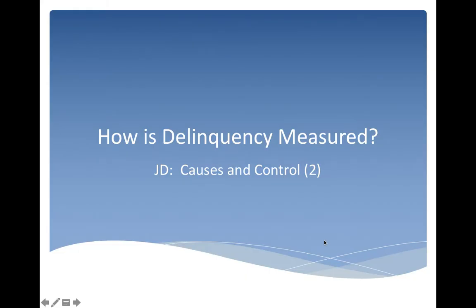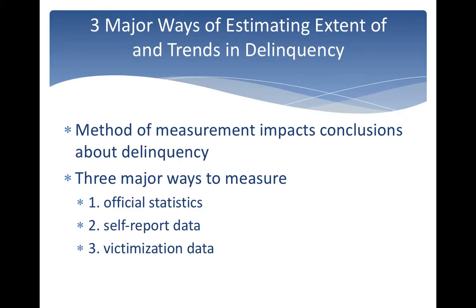Chapter 2 talks about how we measure delinquency. We have three major ways of doing this, and they're the same ways we measure all crime, except that we're going to talk about some measurements that are specific to delinquency. So we have official statistics, which include the UCR and NIBRS, self-report data, and victimization data.